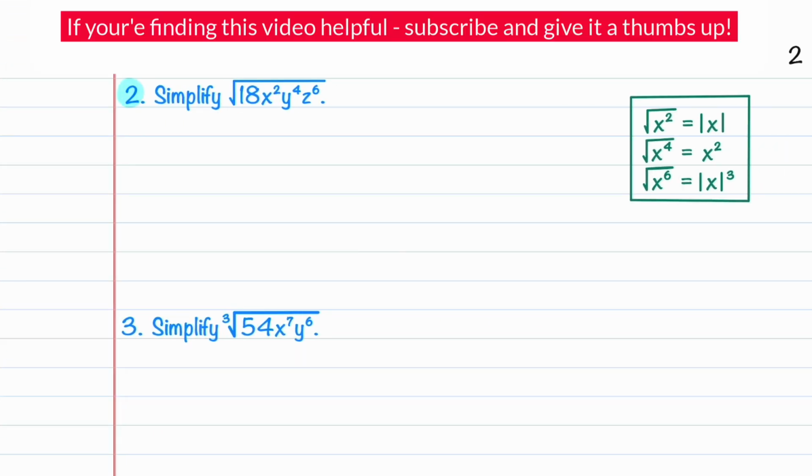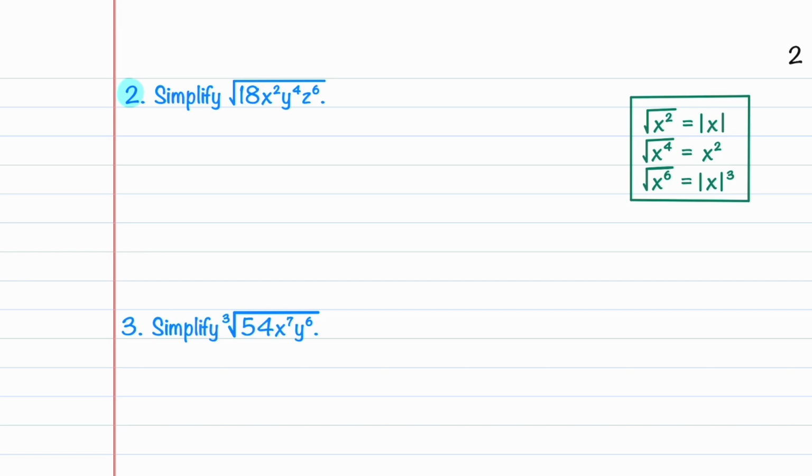Let's now simplify the square root of 18x squared y to the 4th z to the 6th. Whenever you take the square root or any even root of a variable raised to an even power, you have to be really careful, and that's why I wanted to include this example. Let's start by first simplifying the square root of 18.